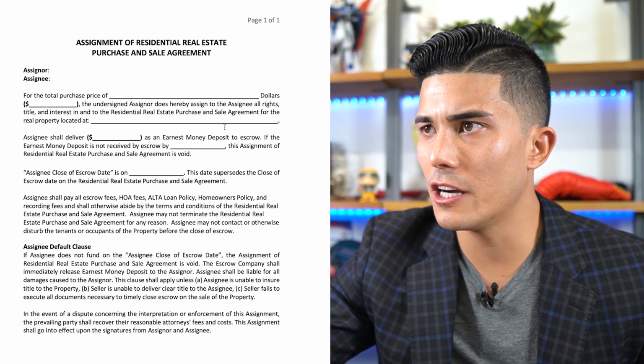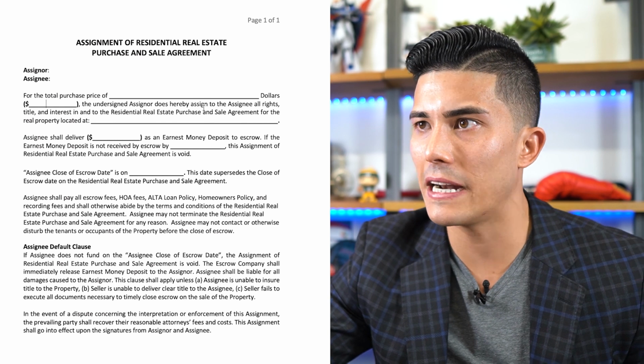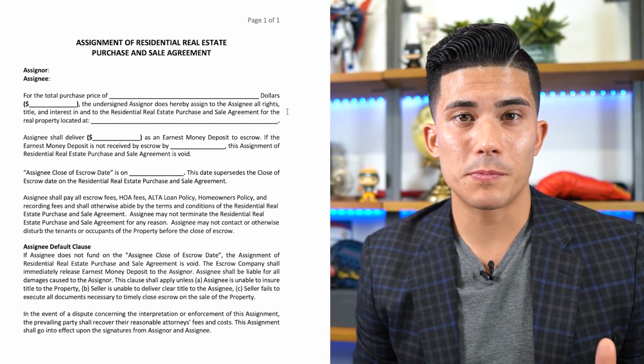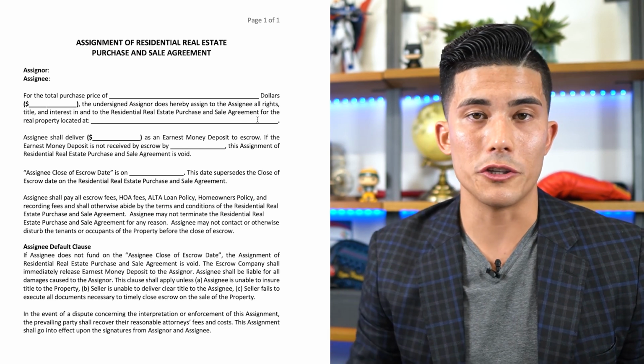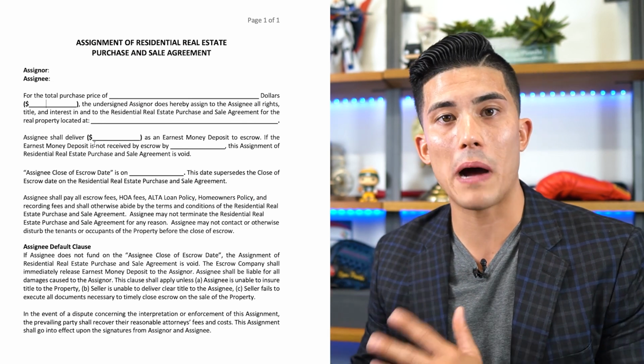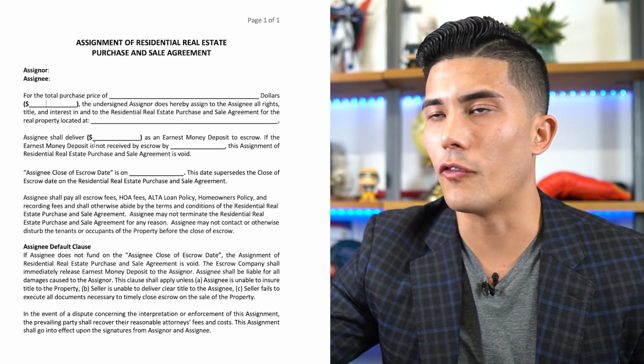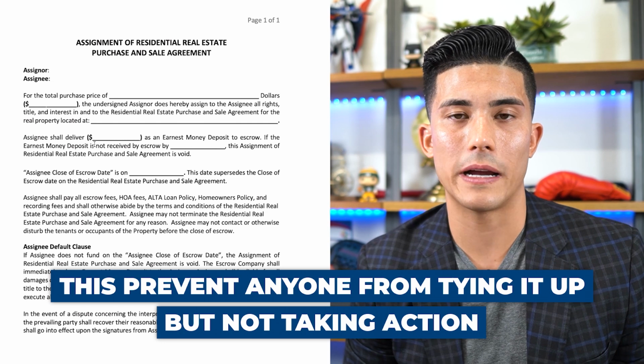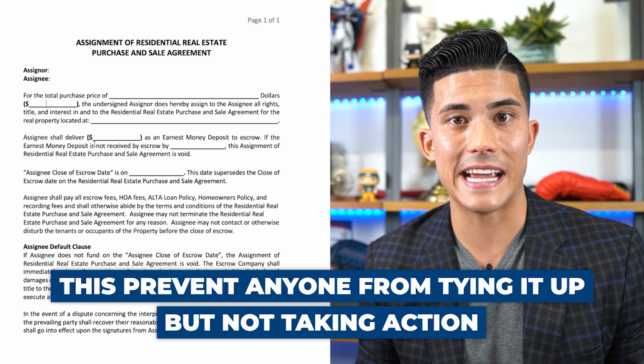So typically right here, you'll put $5,000 as an earnest money deposit. If the earnest money deposit is not received by blank, so you're gonna put the expiration date. Let's say you're doing it tomorrow. You must deposit $5,000 by tomorrow. Then this agreement is void. So this prevents anyone from tying it up but not taking action. They need to put their earnest money deposit by a certain date and time.